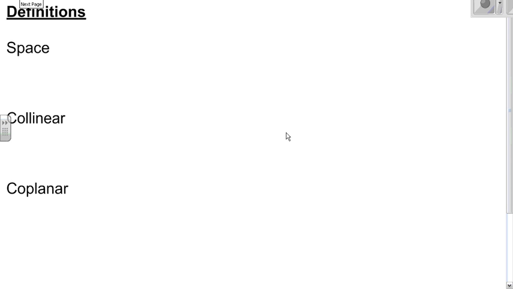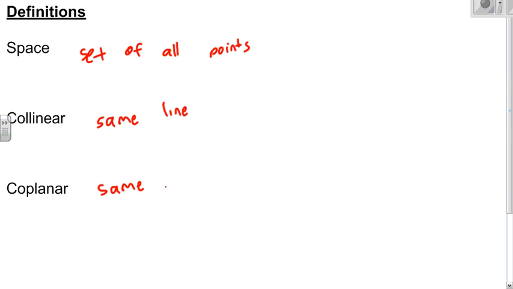Then from there we can go on to define space. Space is the set of all points. Space is three-dimensional. Then collinear just means on the same line, and coplanar just means on the same plane. Something could also be non-collinear or non-coplanar, just meaning it's not on the same line or same plane.